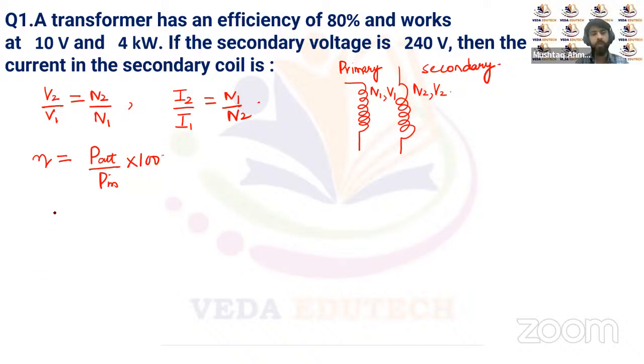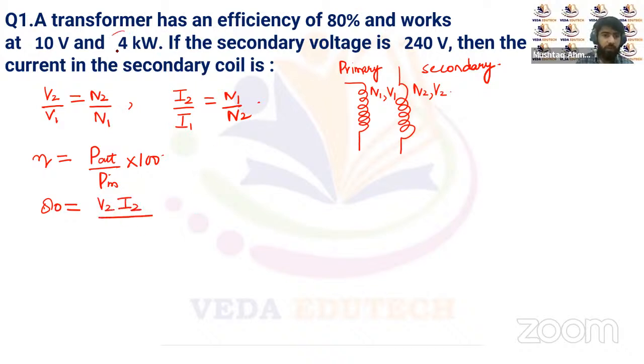So you can see here the efficiency is given as 80%, or we can write it as 0.8. Since we have multiplied it by 100 here, we can write eta as 80. So 80% is the efficiency, that's equal to output power upon input power. The output power will be the voltage across the secondary coil multiplied by the current flowing through the secondary coil. We can write it as V2 multiplied by I2 upon the input power.